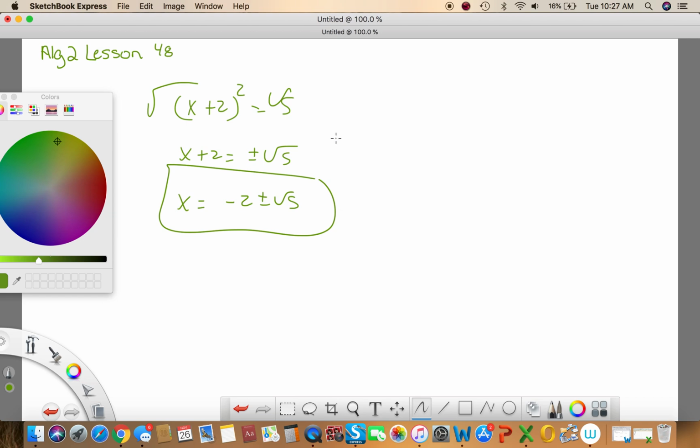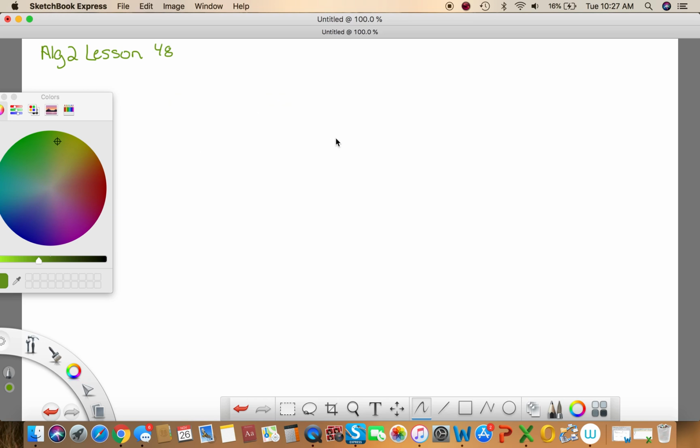Now, we have to understand when we use another process to solve equations that contain a square, when we do this backwards. So instead of having a square and we take the square root, if we have a square root and we square it, we can do that. However, we have to be careful.